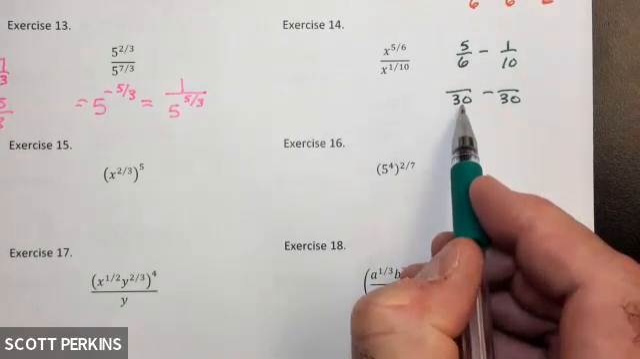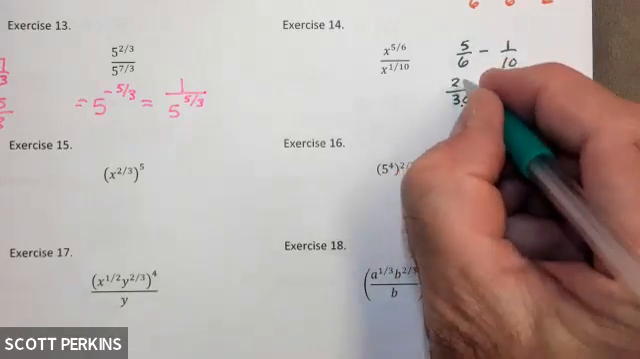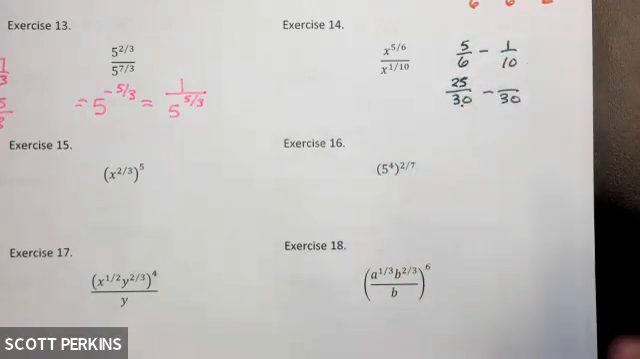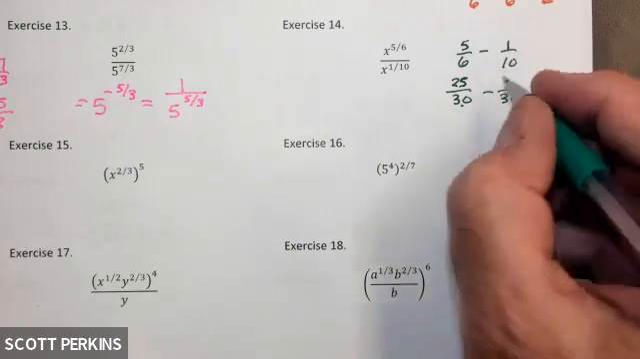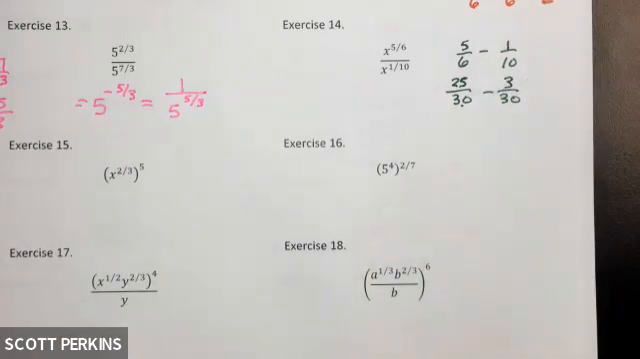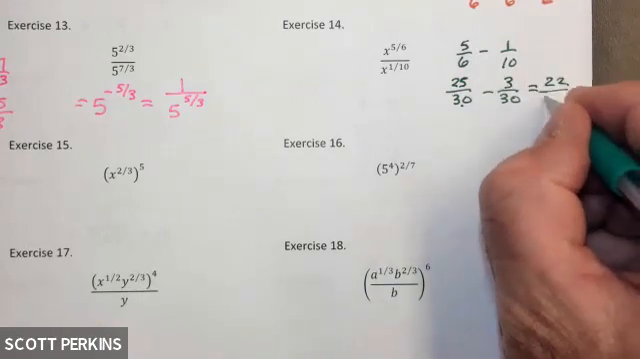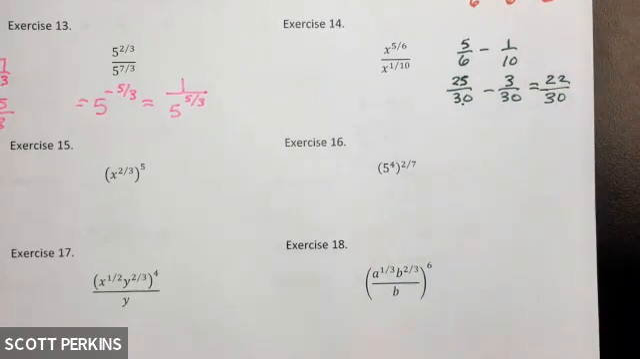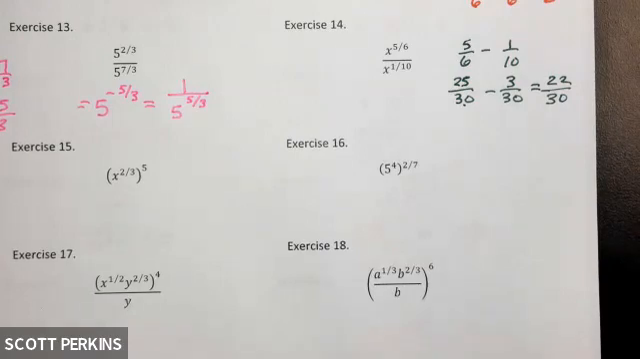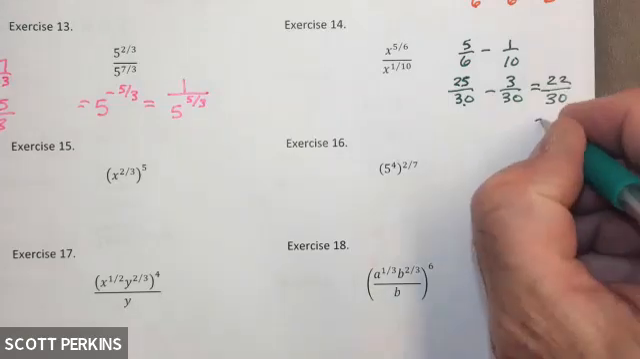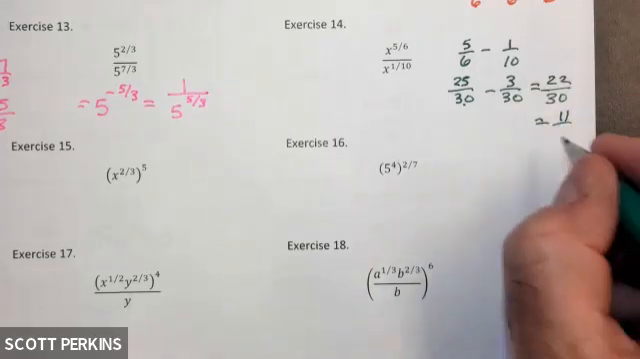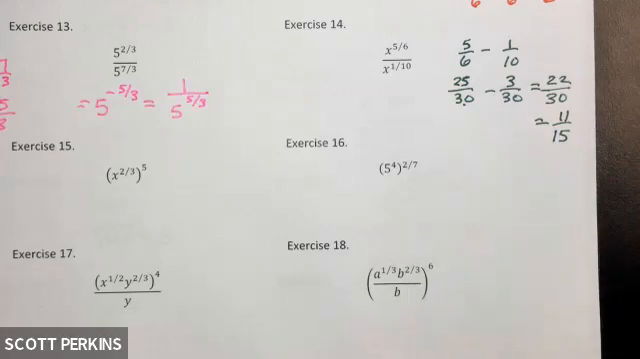6 times 5 gives me 30, so 5 times 5 is 25/30. 10 times 3 is 30, so 1 times 3 is 3/30. So 25 minus 3 is 22/30. I can reduce that a little bit. I might as well just go ahead and do it. What factor goes into both 22 and 30? 2. 2 goes into 22 11 times. 2 goes into 30 15 times. There's my reduced fraction.